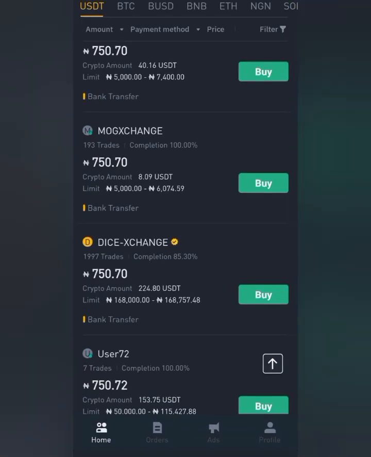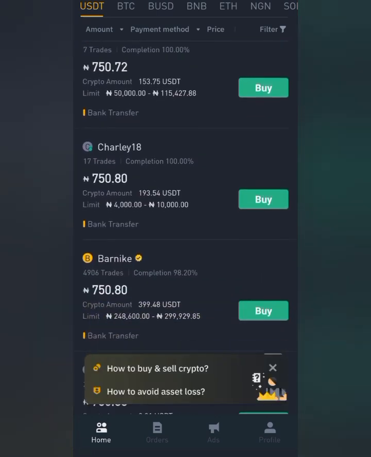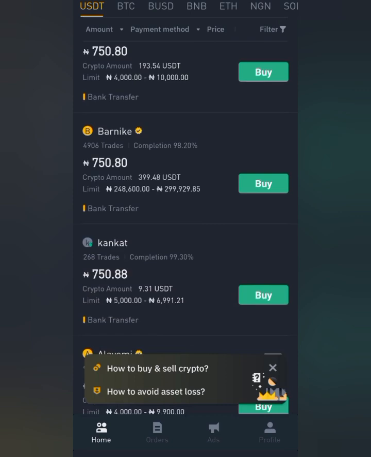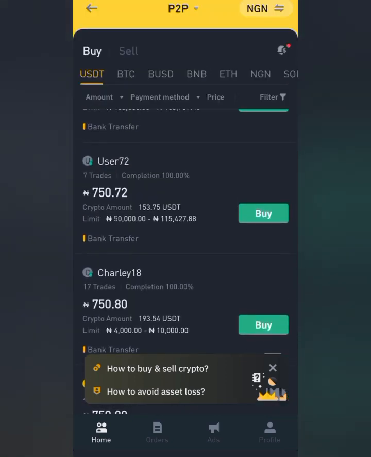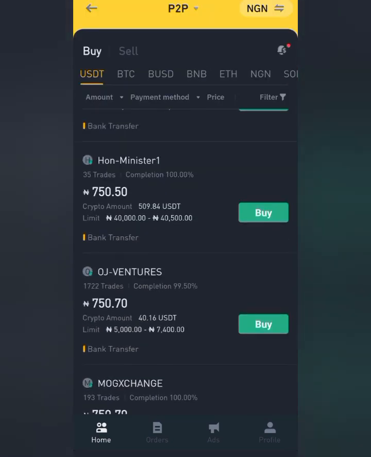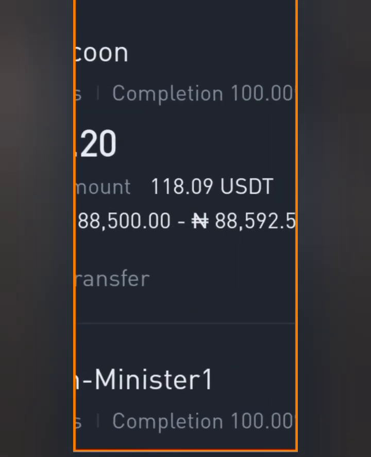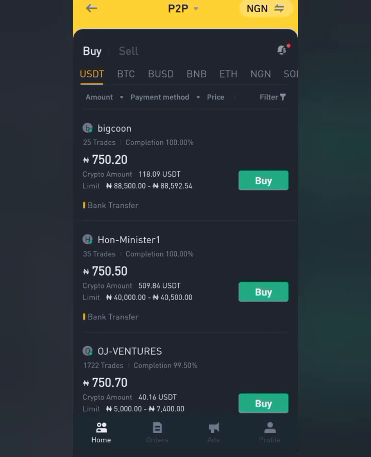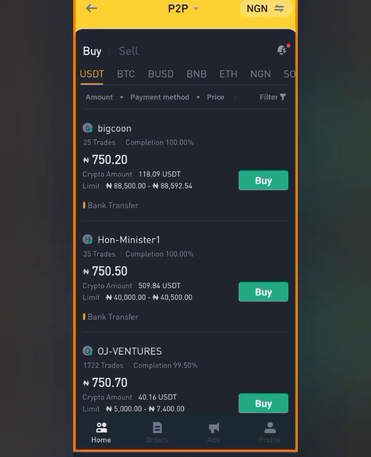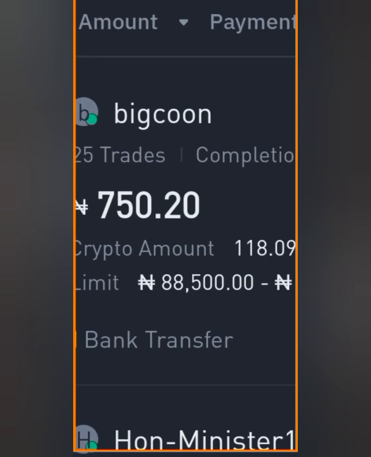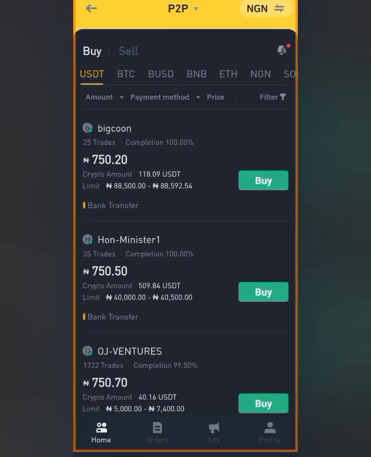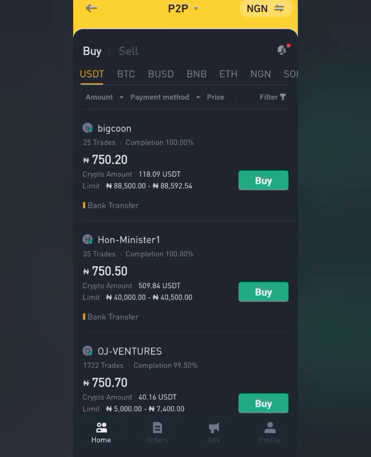And you will see that as you go down, the prices are increasing. Yes, the prices are increasing. The lowest price, if you want to buy, is the one on top. But of course, the volume has to be high. You can't be wanting to buy like 4 or 5 USDT, and the price will be higher. So this price here says 750 Naira point 20. At the time of this recording, that is the price for USDT in NGN.